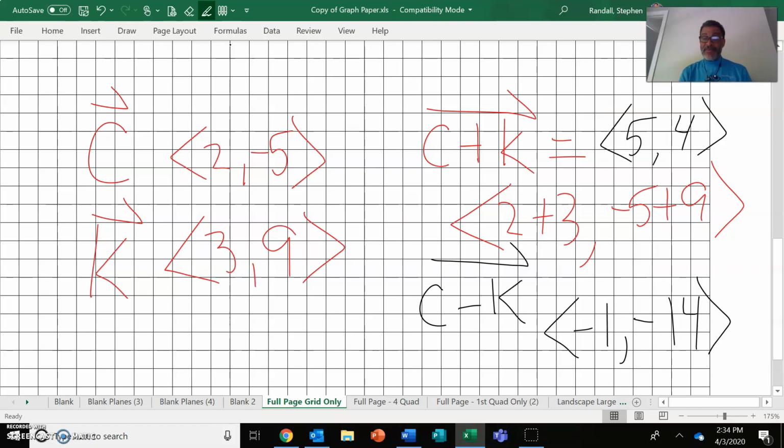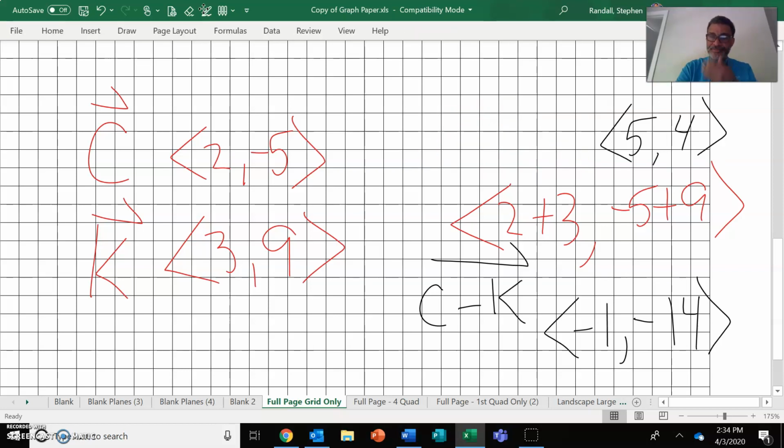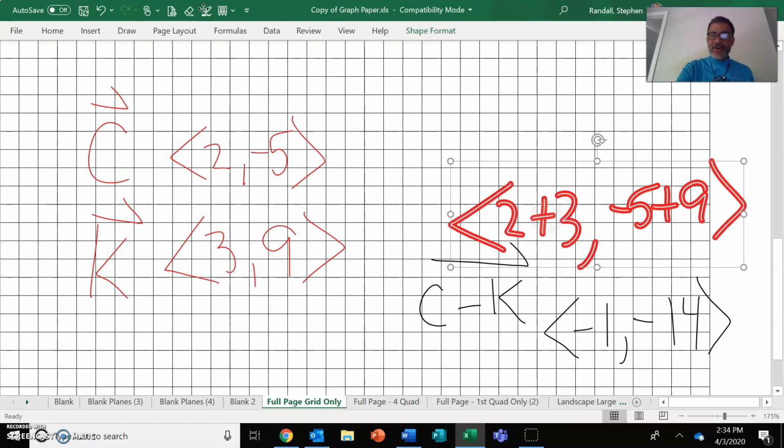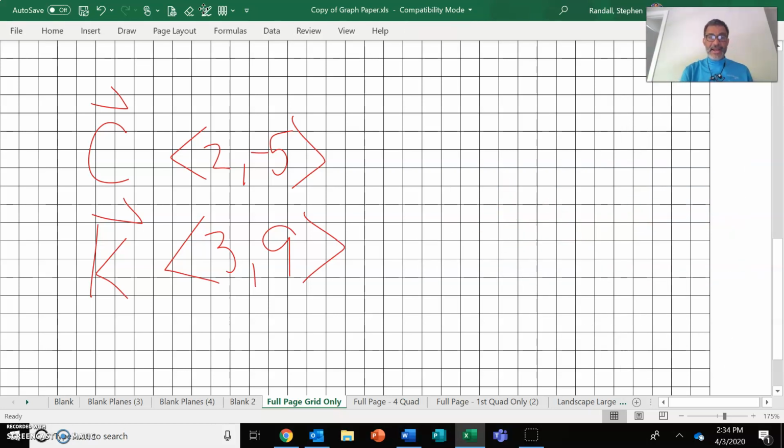So now we have components, we've added them, and we've subtracted them. And the last thing we wanted to do was look at the magnitude and the direction of the components. And again, because it's in component form, magnitude and direction, I think is that much easier. So let's take some of this stuff off where we added and subtracted them, and let's look at vector C and vector K.